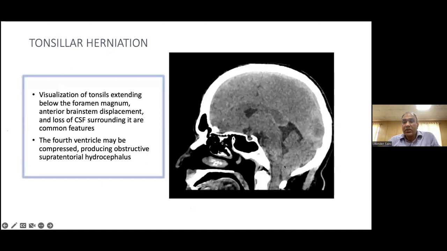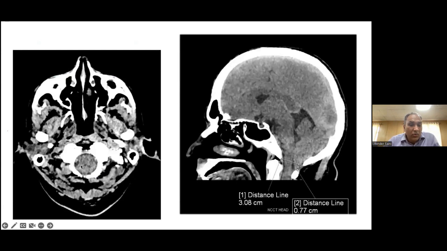These are tonsillar herniations. When the tonsil herniates across the foramen magnum, when there is a lesion present in the posterior fossa, visualization of the tonsil extending below the foramen magnum leads to anterior brainstem displacement and loss of CSF around it. And the fourth ventricle may be compressed, producing an obstructive supratentorial hydrocephalus. In this case, you can appreciate the fourth ventricle here. You can see the tonsils are herniating here. And on axial, you can see the tonsillar herniation present here. And this distance can be measured. If more than 7 millimeters, it is significant.